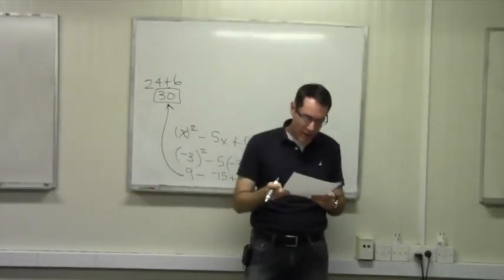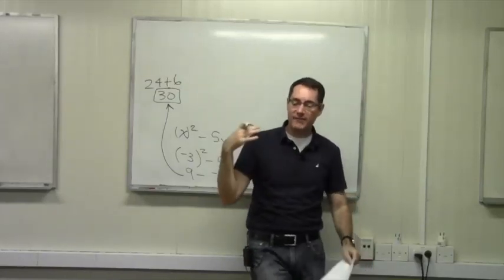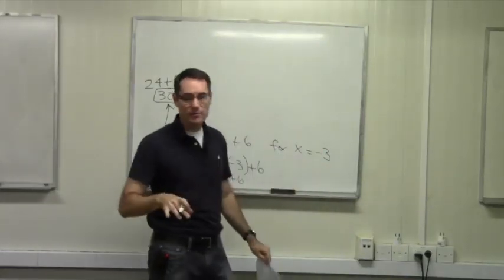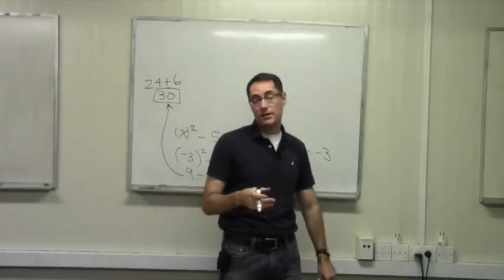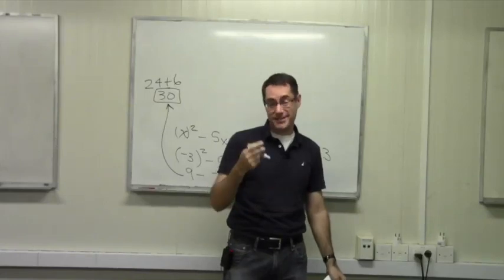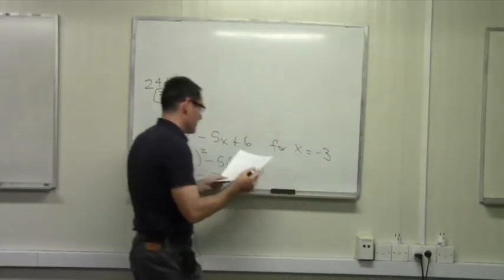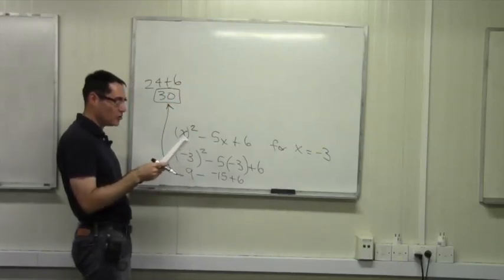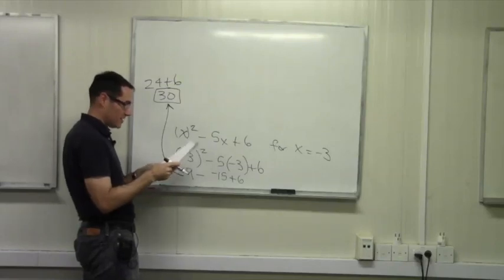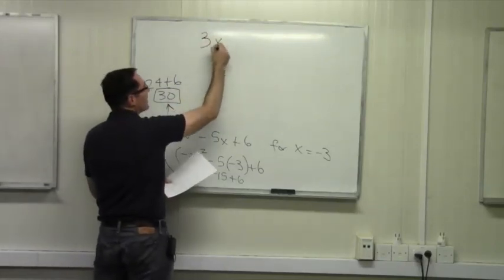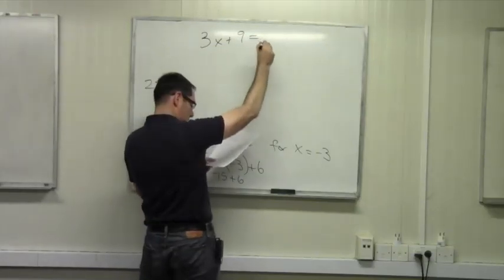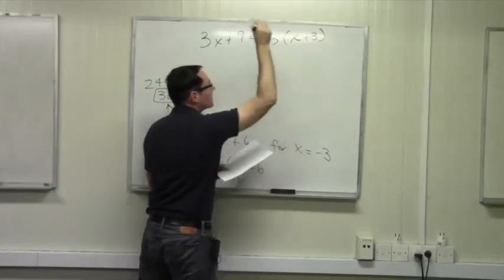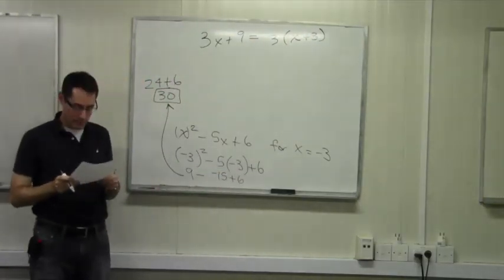OK, so now we go from having expressions to actually talking about equations. An equation is just an algebraic expression, or I should say more than one algebraic expression, that has an equal sign between it. An algebraic equation is two algebraic expressions with an equal sign. For instance, 3x plus 9 equals 3 times x plus 3.